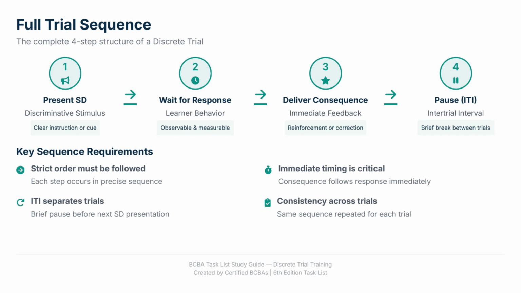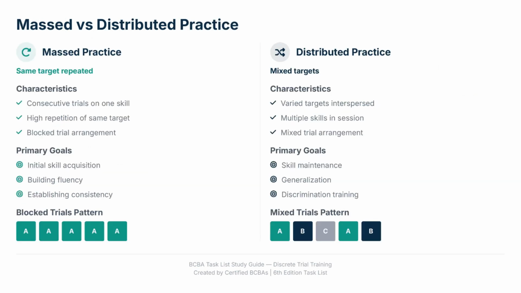SD first, response second, consequence third, ITI the last. This slide introduces an important teaching strategy distinction: mass practice versus distributed practice. Mass practice involves repeating the same target across consecutive trials.